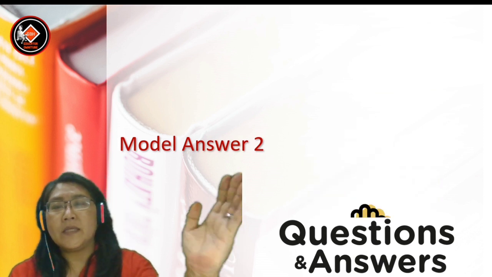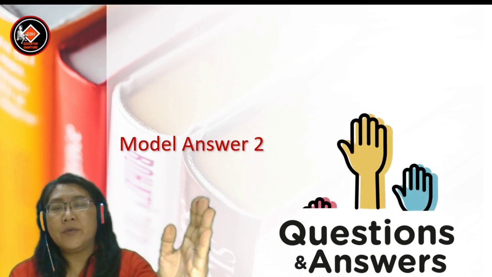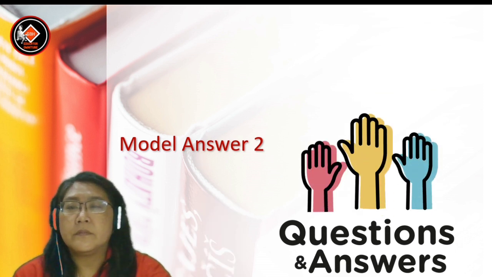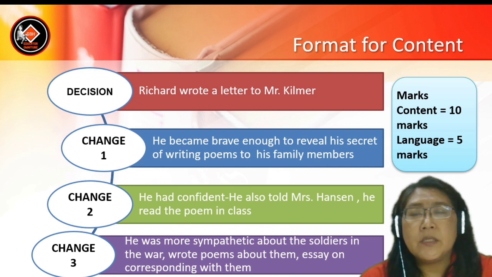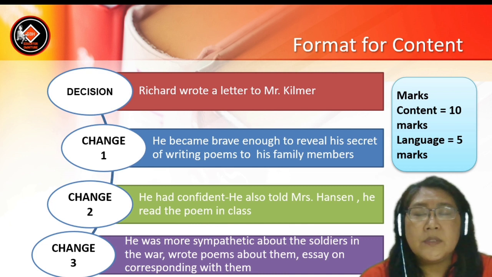We're going to look at the second answer for the question. For the second answer, you can write, the decision is Richard wrote a letter to Mr. Kilmer. And change number 1, he became brave enough to reveal his secret of writing poems to his family members. And change number 2, he had confidence. He also told Mrs. Hanson, he also read the poem in class. And change number 3, you can write, he was more sympathetic about the soldiers in the war. He wrote poems about them and an essay on corresponding with them.